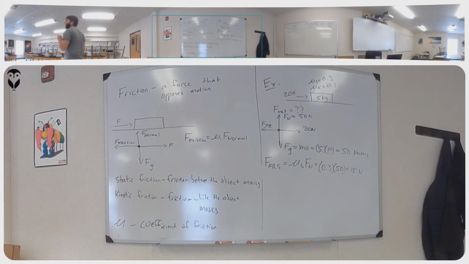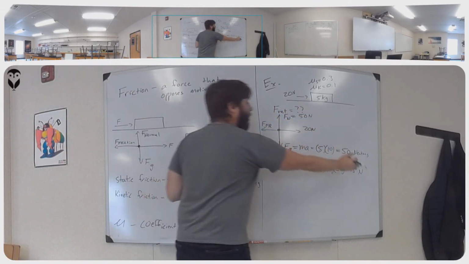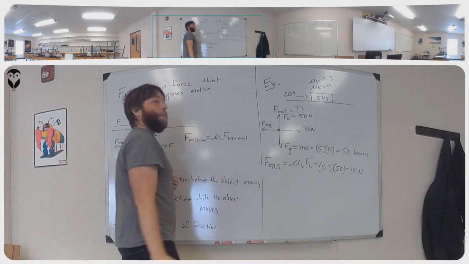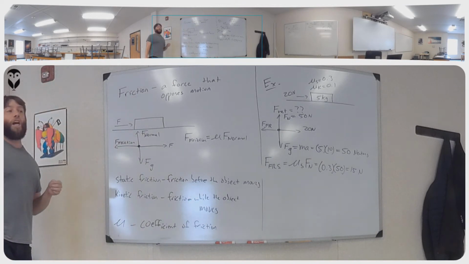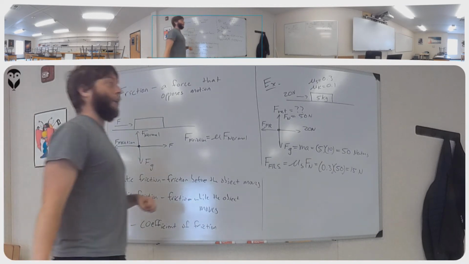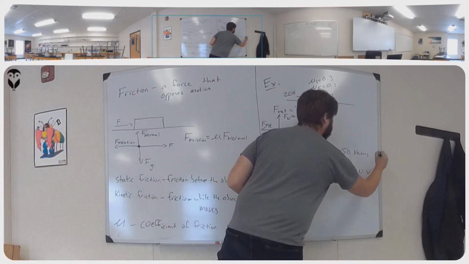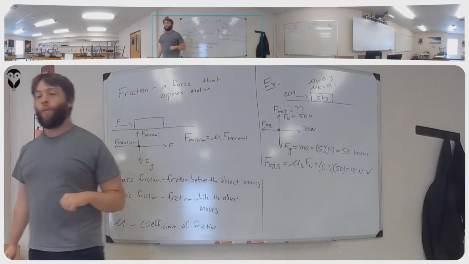We now compare the static friction to the force applied. I'm applying a force of 20 newtons. The static friction is 15 newtons. So I push with 20, the static friction is 15. This means that the object moves. I am applying enough force to get the object to move and overcome static friction.